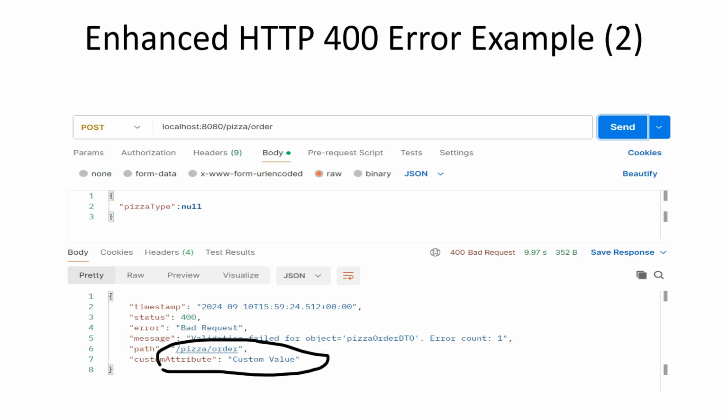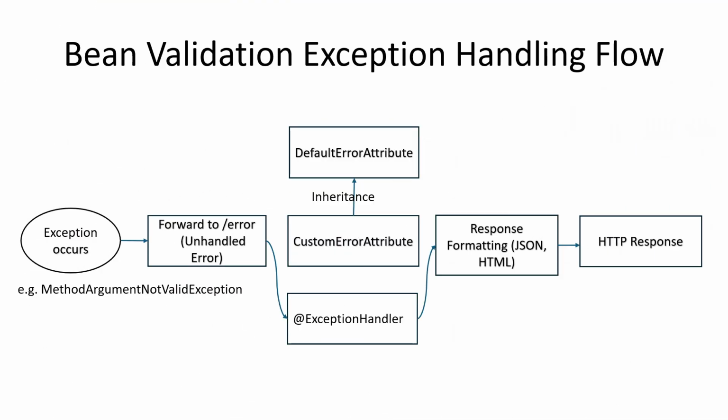Instead of overriding DefaultErrorAttributes, we can alternatively create an exception handler. An exception handler gives you more control over how exceptions are handled in your Spring Boot application, making it a flexible and clean approach. Note that if, for example, MethodArgumentNotValidException is handled in an exception handler, Spring no longer calls the custom error attributes.